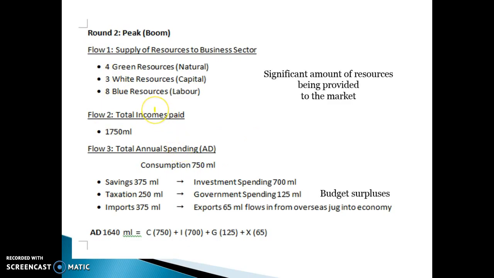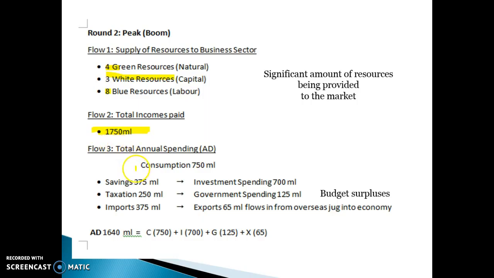Okay, so you can see some features of this peak is that lots more resources are being provided to the market. There's 4, 3 and 8 as opposed to 2, 2 and 4. So there's a significant amount of resources being provided to the market. We have low unemployment. We're using more of our capital resources. And therefore the incomes paid is higher because more people are working.